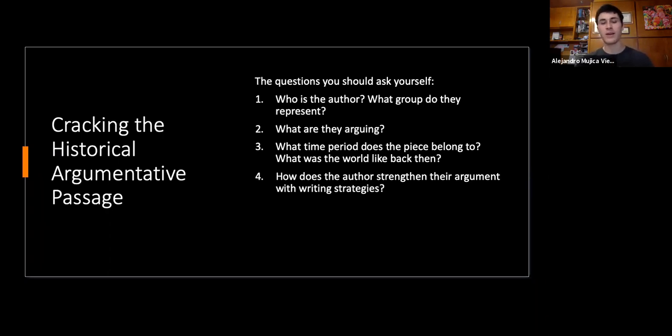That kind of thing. And then once you've asked yourself those questions, based on those characteristics that you're able to infer of the text, how does the author strengthen their argument with writing strategies? Because there will be questions about what purpose this paragraph fulfills in the argument. Why do they use this kind of word? Why do they talk about these questions? Why are those important in light of the entire argument?